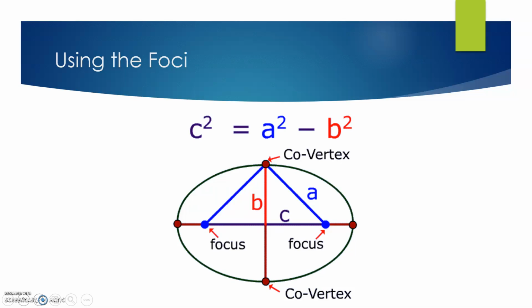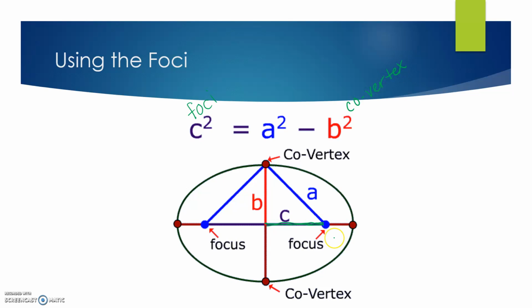So then we need to talk about how we use the foci. If we say that c is the distance from the center to the foci, we call that c. And we're going to call this the c value right here. These are our foci. How far away is it? And then the b value is going to be the distance to the co-vertex, or whatever our co-vertex is.